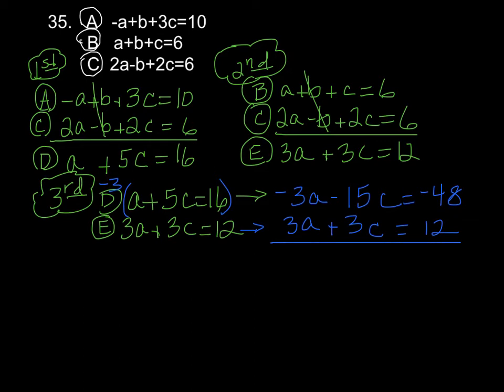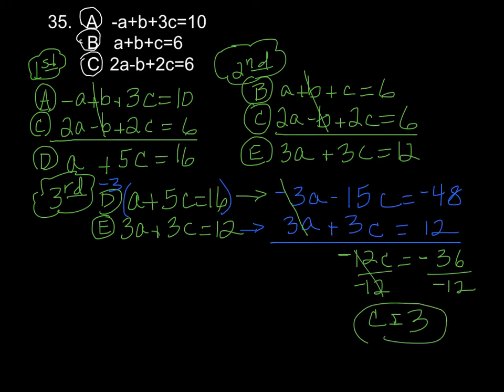All right. So now all I'm going to do is I'm going to add my two equations together. The A's will cancel out. That's going to be -12C equals -36. And when I divide out my -12, you can see that I will have C is equal to 3. And there's my first variable solved.